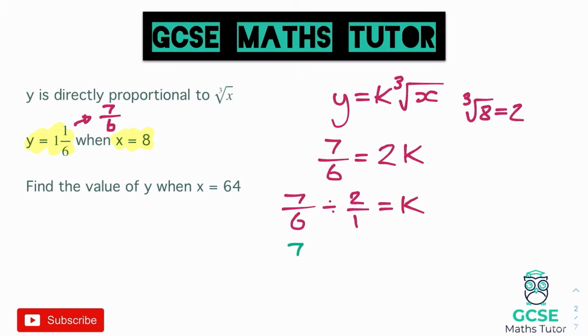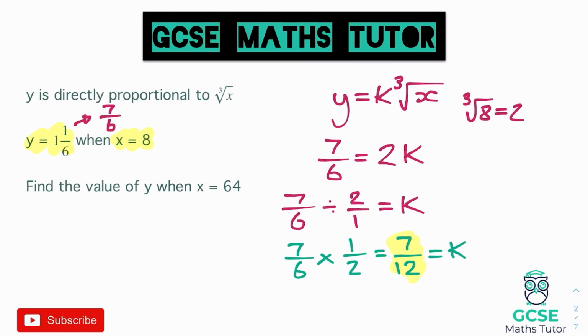So we've got 7 over 6 times 1 over 2, which equals 7 times 1 on the top, which is 7, and 2 times 6, which is 12 on the bottom. So 7 over 12 is equal to k. There we go, so our non-calculator methods here. Obviously that'd be nice and easy if we had a calculator, because we'd just type in 7 over 6 divided by 2. But there we go.